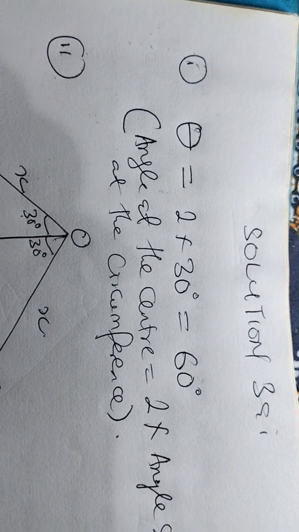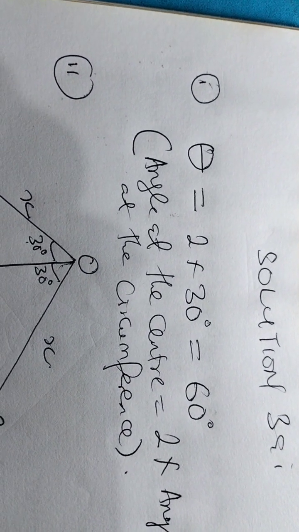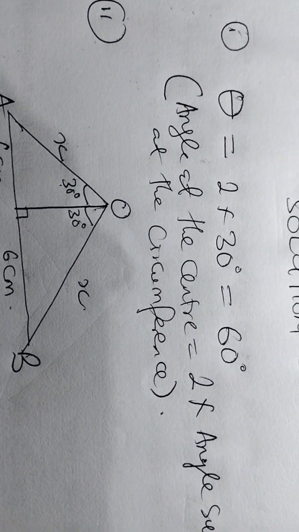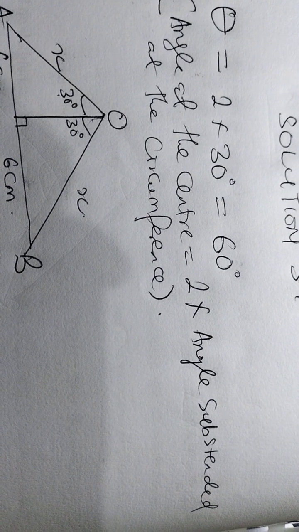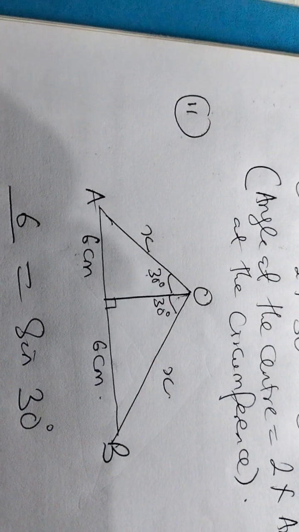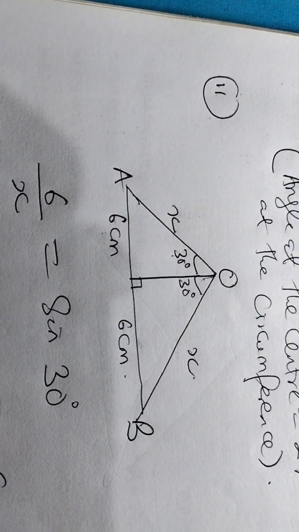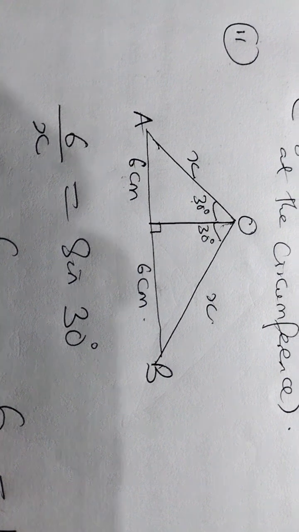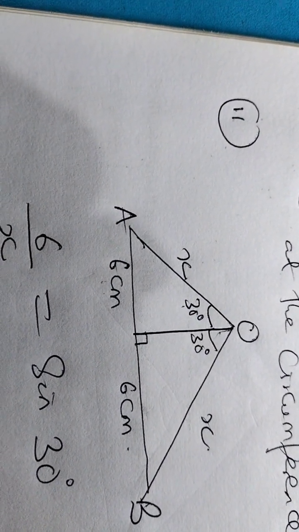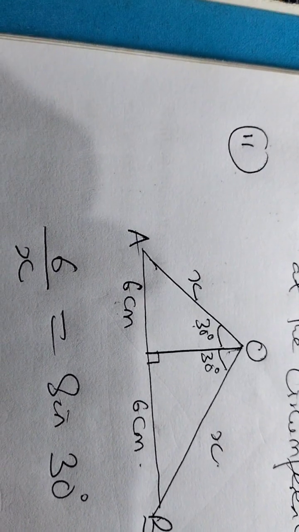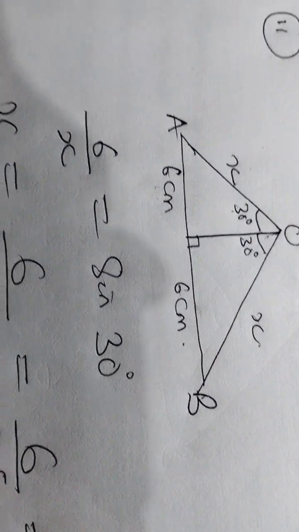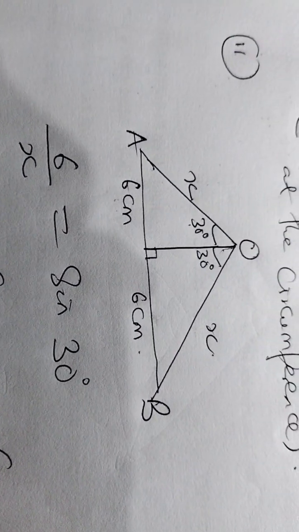Try 3a, question i. I say theta is 2 times 30 degrees, because the reason: angle at the center of a circle is equal to 2 times angle subtended at the circumference. Then going to part ii of the question, we have to draw a triangle AOB. We draw a perpendicular bisector that bisects the angle into two equal parts, 30 degrees, and also bisects the chord into two equal parts, which is 6 cm, since AB is 12 cm, so 6 cm on both sides.